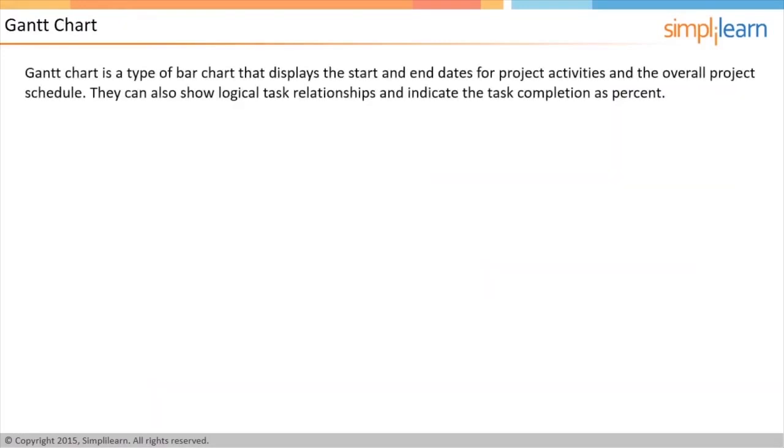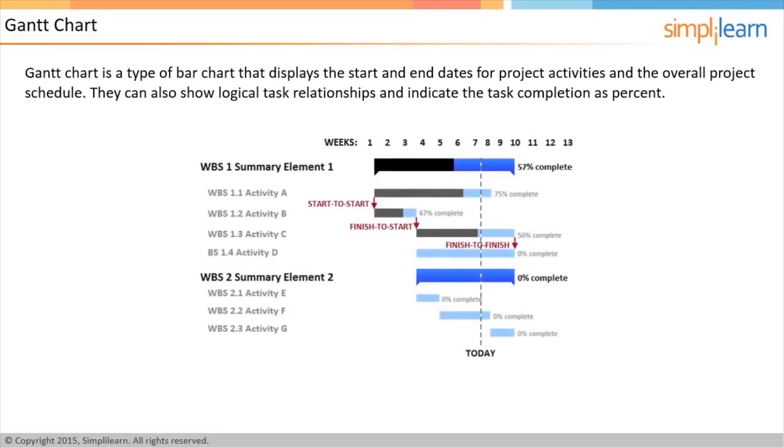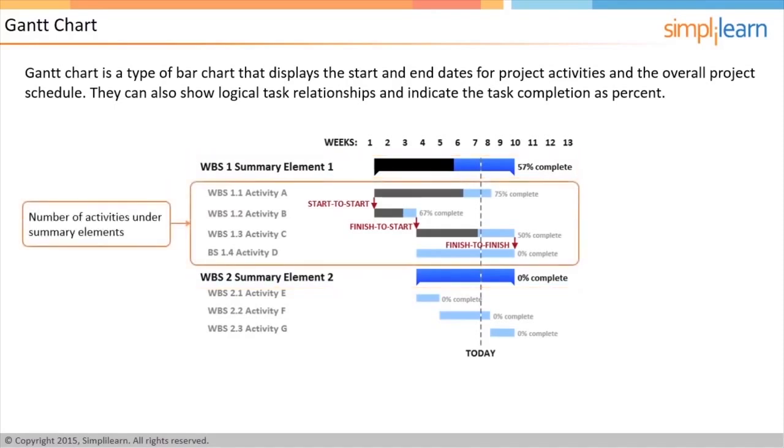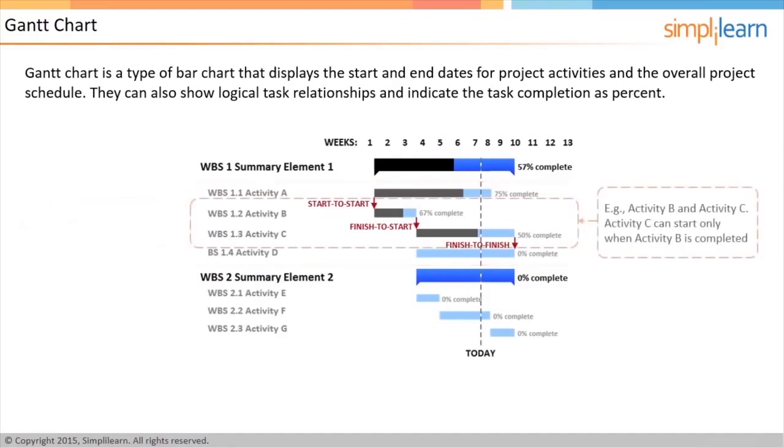Gantt chart is a type of bar chart that illustrates a project schedule. It shows the dependencies between the project activities as well as their percent completion. A sample Gantt chart is shown on the screen. Two summary elements of the work breakdown structure are depicted. To complete those elements, there are a number of activities under them. Some of these activities have dependencies. For example, Activity B and C have a dependency. Activity C can start only when Activity B is completed.